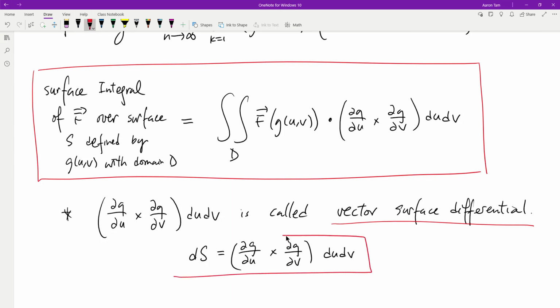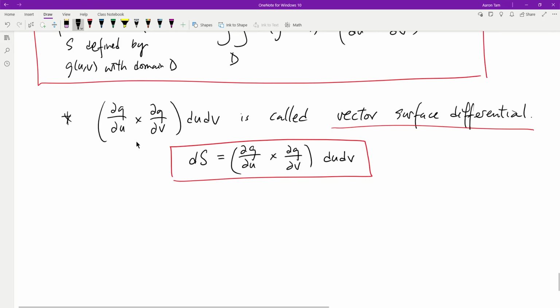So it is something important that you need to know, the vector surface differential. And I know I'm almost running out of time, so I'm going to go ahead and give you two other notations for a surface integral.